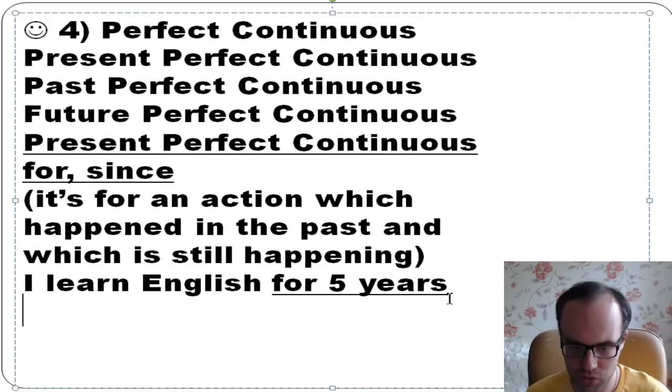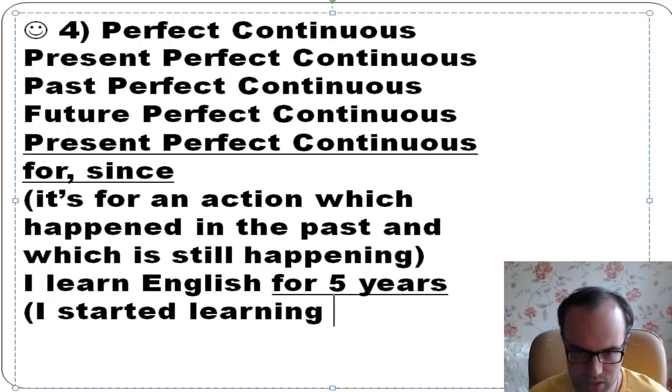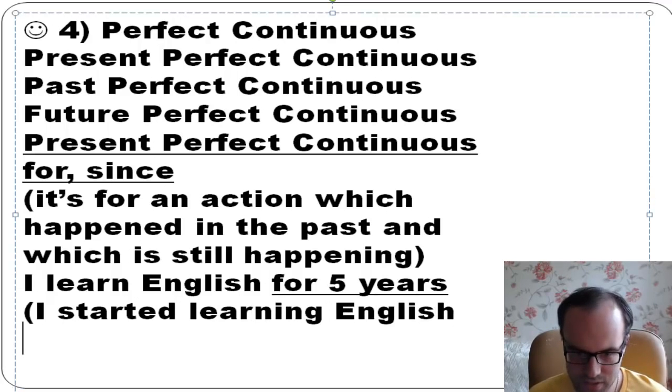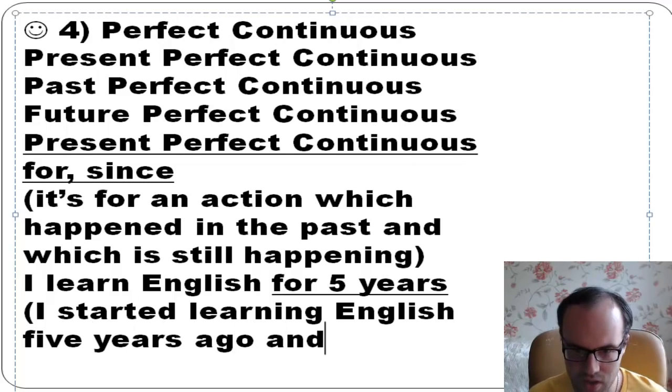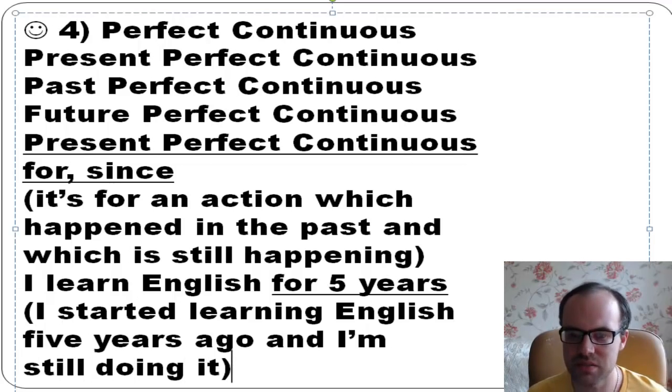I'm not lazy, and I'll write it for you. So it means that I started learning English 5 years ago, and I'm still doing it, and I'm still learning it. So it's present perfect continuous. And in this case, you need to use present perfect continuous.